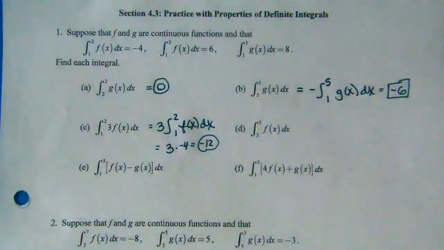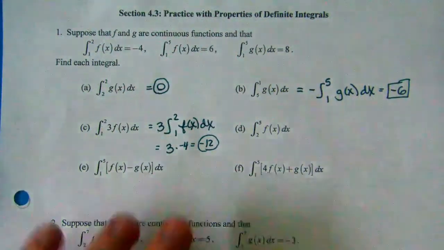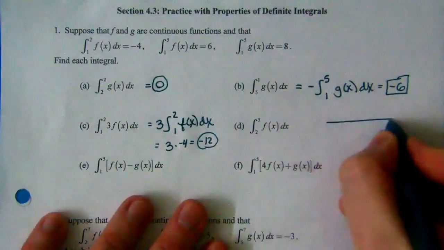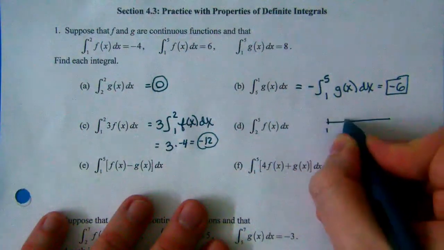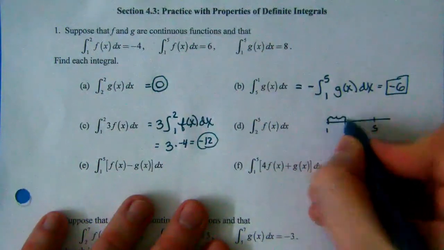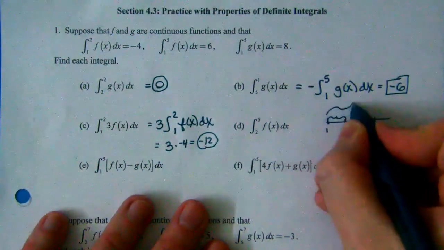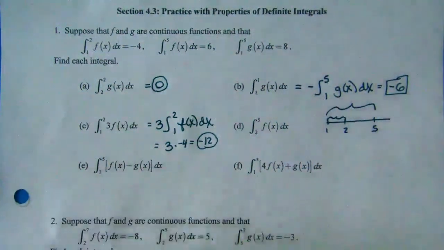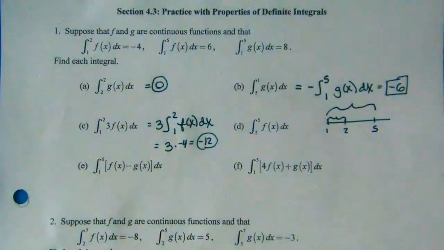Okay, this one's a little tricky. Letter D. I want to do the integral from 2 to 5 of f of x dx. As far as f of x is concerned, I know the integral from 1 to 2, and I know the integral from 1 to 5. How could you figure out the integral from 2 to 5?